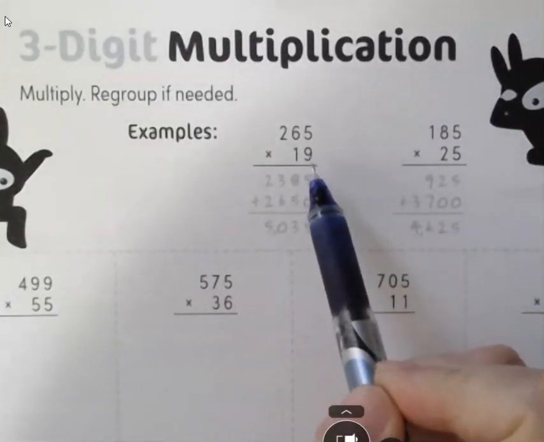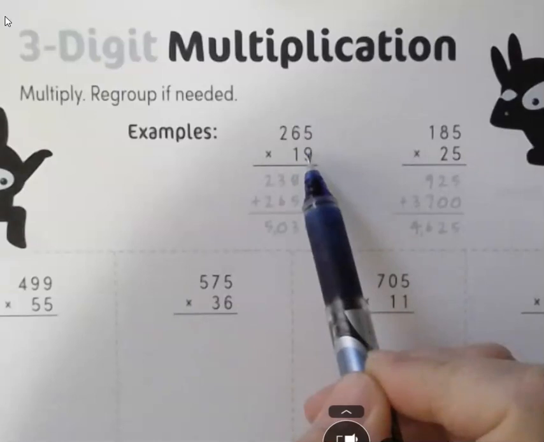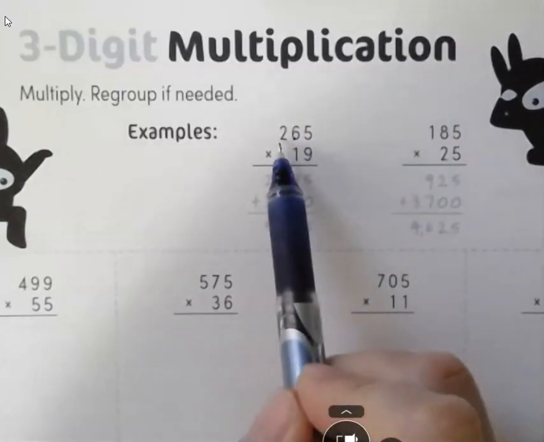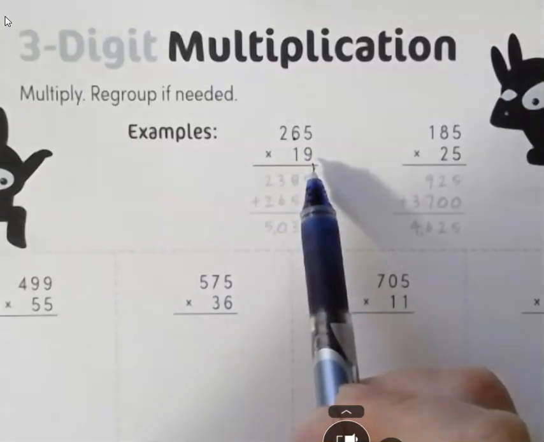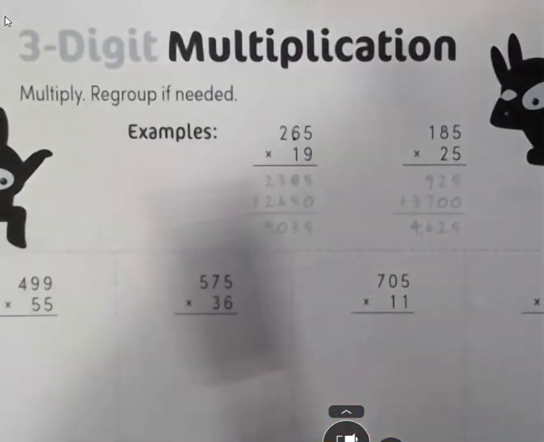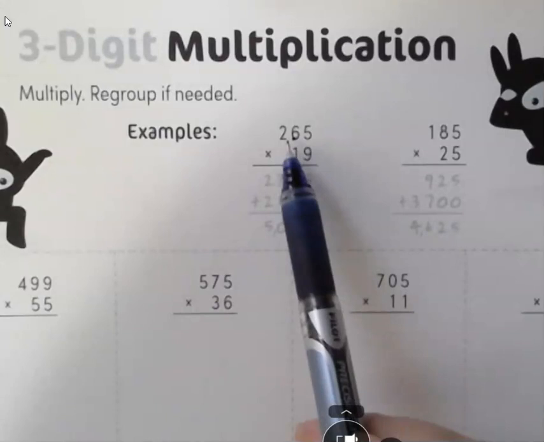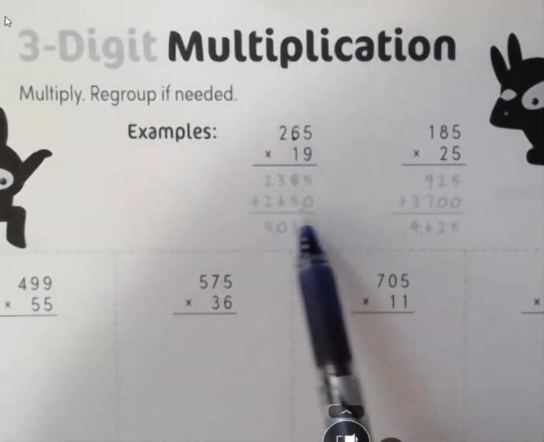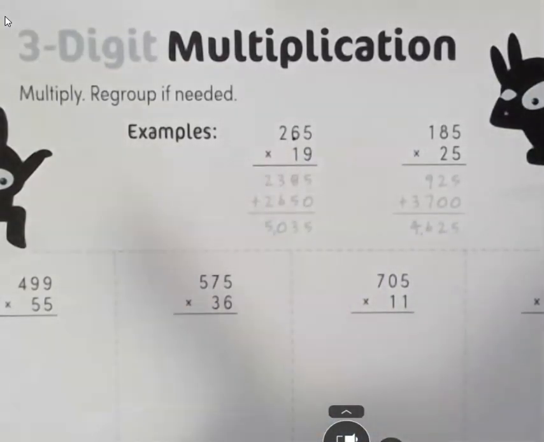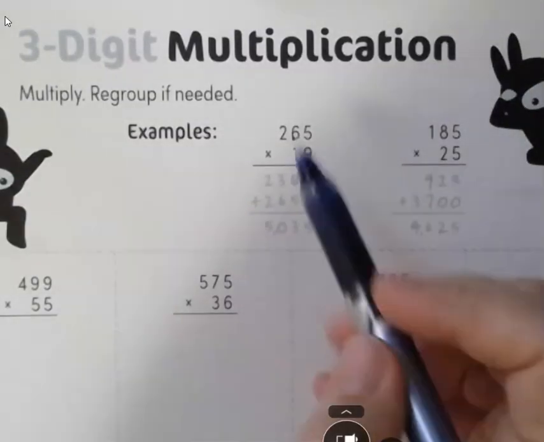You start off, you're going to multiply 9 times 5, 9 times 6, and 9 times 2. So you're basically doing 265 times 9. That's your first problem. Your second problem is going to be 265 times 1, and then you're going to add those together. So you're kind of doing 2 multiplication problems and then an addition problem to get this done.